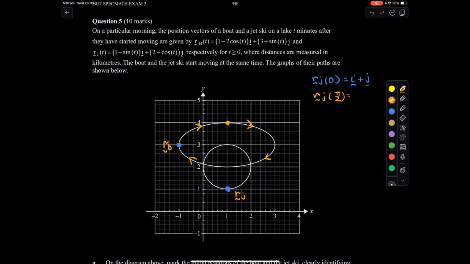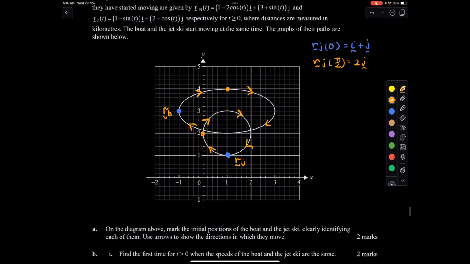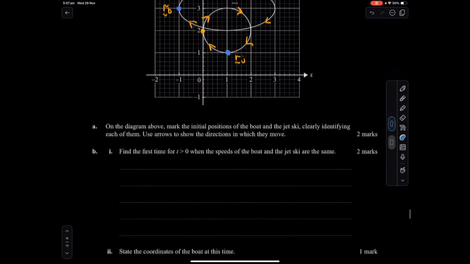Okay, and so 2 minus cos pi over 2, which is 0, is just 2, so we just get 2j. 2j is over here. So if we come up from here and move up here, we are again moving clockwise in this direction. So we've shown with arrows what directions they move, and where they start. All right, that's it.